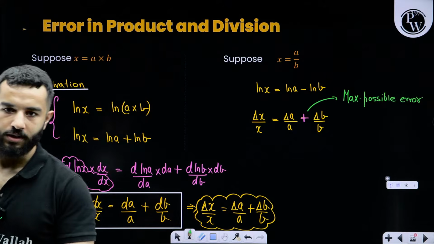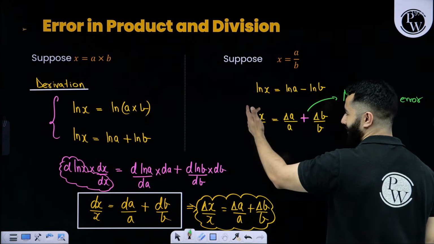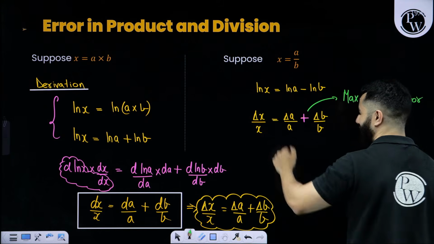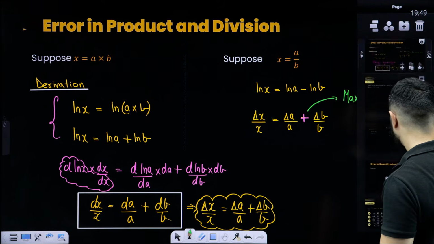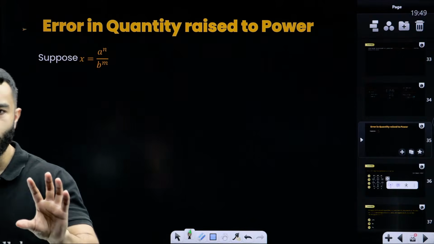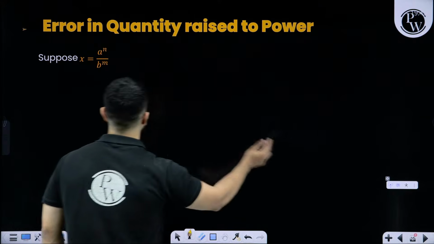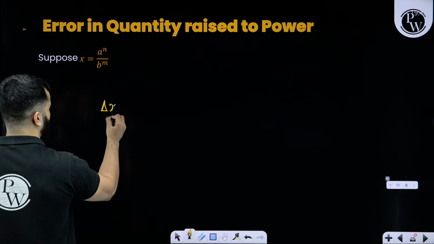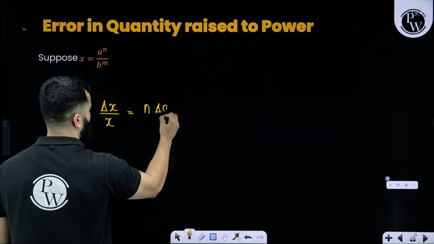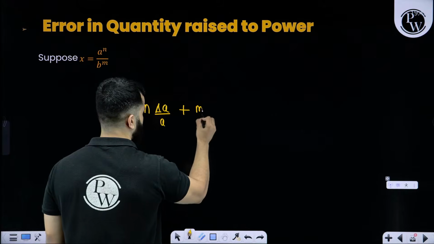Alright, maximum possible error. By the way, this is relative error. This is absolute error in x, absolute error divided by x. It means relative error. Using this, we can also have the power rule. This is exactly similar to differentiation. Pay attention, very easy. You can simply write delta x upon x is equal to n times delta a upon a plus m times delta b upon b.